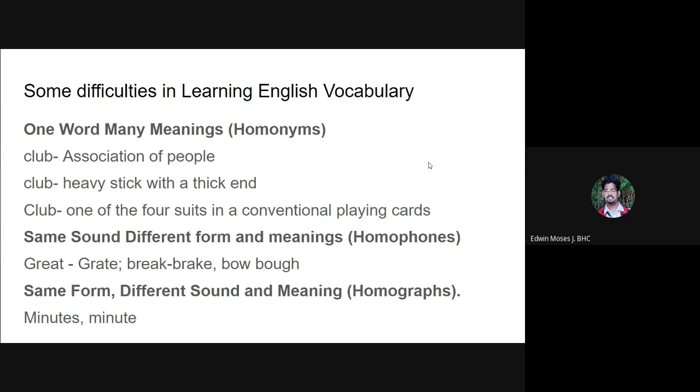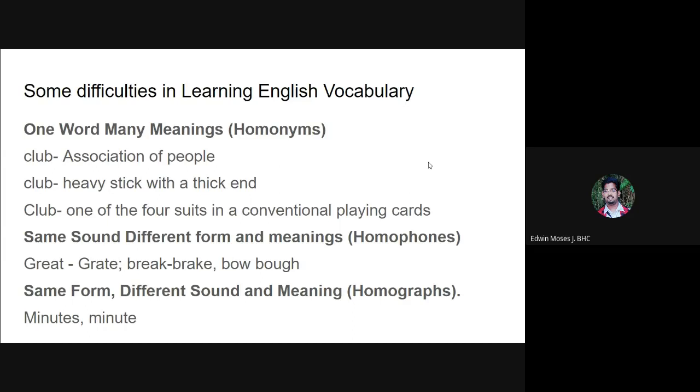Association of people, heavy stick with a thick end. Another club means heavy stick with a thick end. Another club, it means one of the four suits in a conventional playing cards. So a word with many meanings, but the same spelling, it is called homonyms.